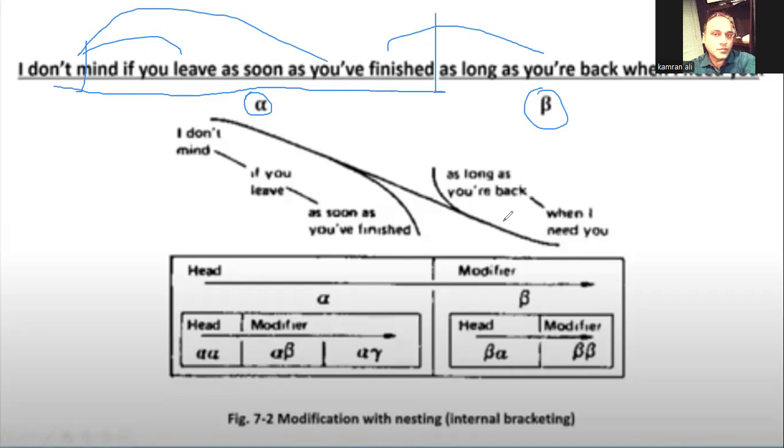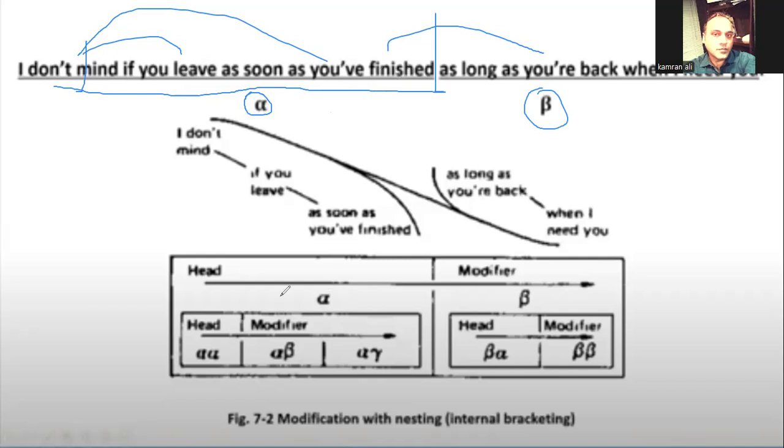Okay. Now, there's a concept of head and modifier. Why is this head? Because we see that it's the constituent, right? And like here, it's difficult to remove if you leave as soon as you have finished. So this is also acting as a dominant clause, or a part of the dominant clause, rather, right? So that's why we have termed this whole chunk as alpha.